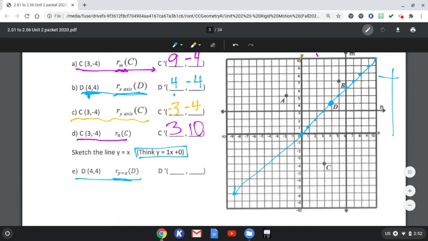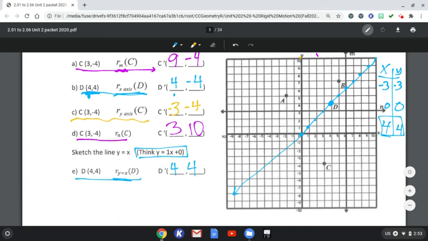if you think about a table of values, x, y, if my x value is negative 3, my y value is negative 3. If my x value is 0, y is 0. x equals y and y equals x. So if I have 4, 4, it's going to stay 4, 4. So point D is on the line of reflection. That just stays the same.